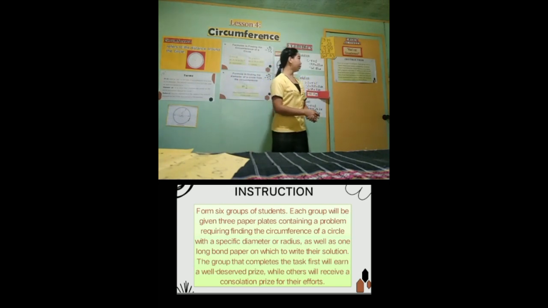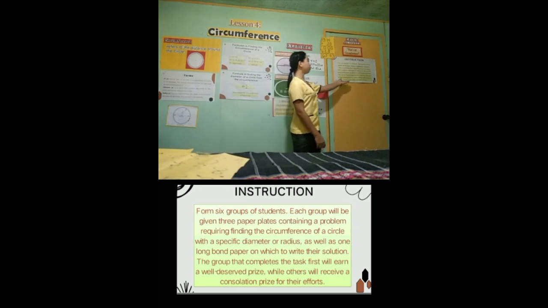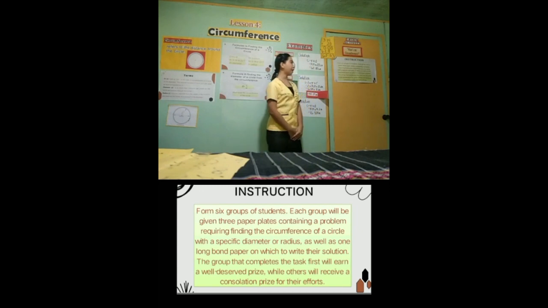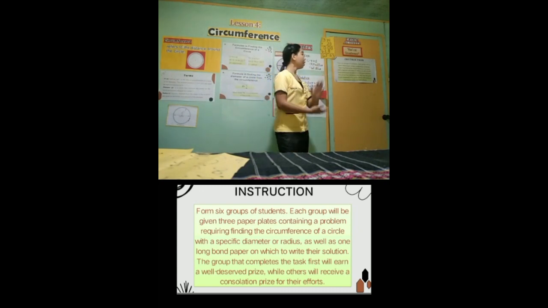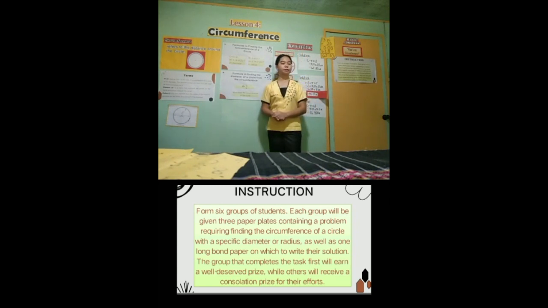All right, very good. The group that completes the task first will earn a well-deserved prize, while others will receive a consolation prize for their efforts. So you need to answer faster and correctly, because if you win this activity, you are given a prize. So, are we clear? All right, very good. Okay, now form 6 groups.